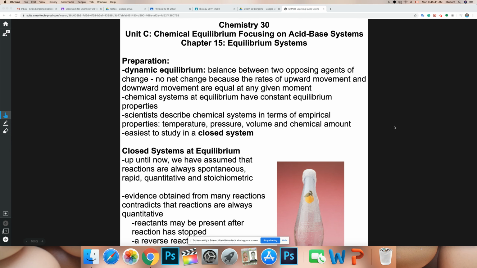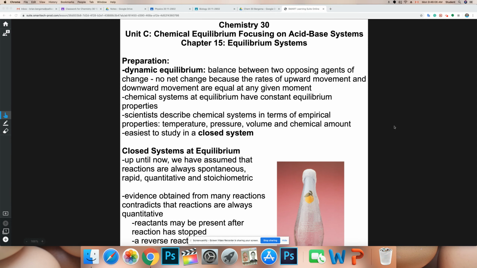All right, Chem 30, we are moving on to our third unit on equilibrium. This is out of chapter 15, what we're going to be going over today. This unit is chapter 15 and 16, so we're looking at chapter 15, equilibrium systems, and then chapter 16 will focus more on acid-base systems.